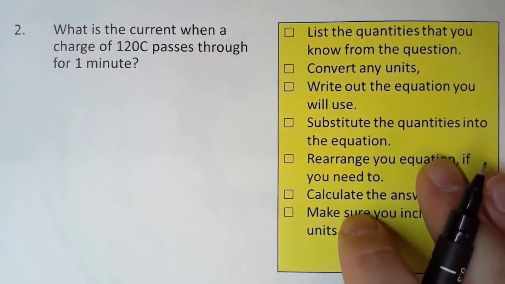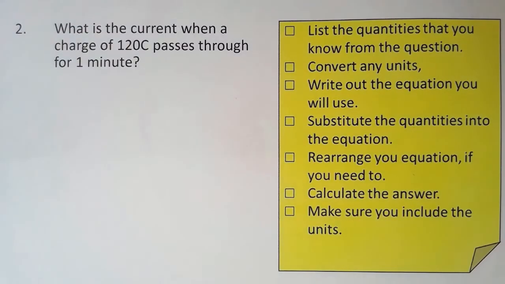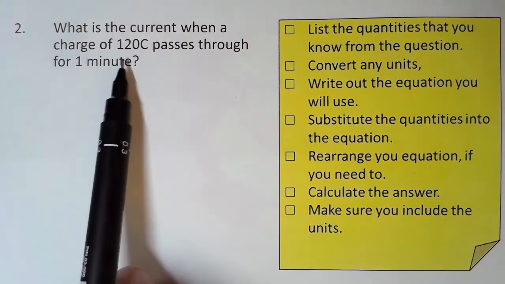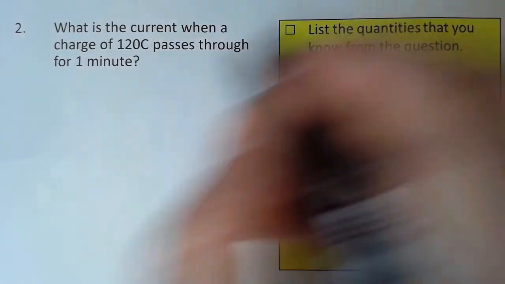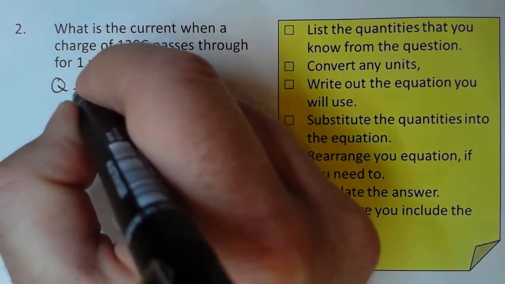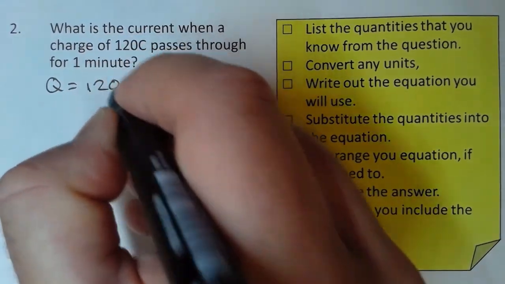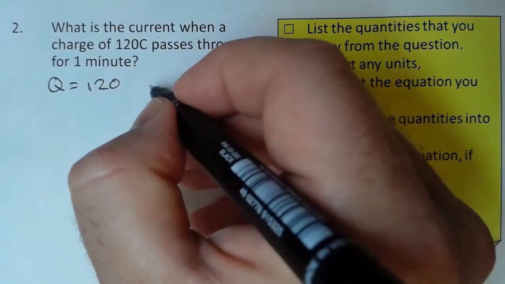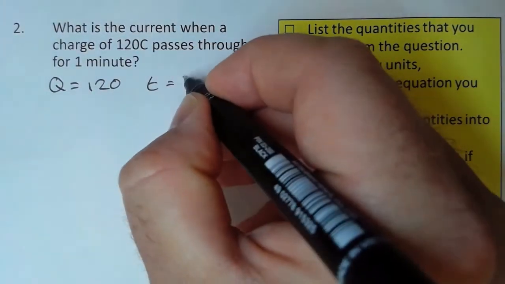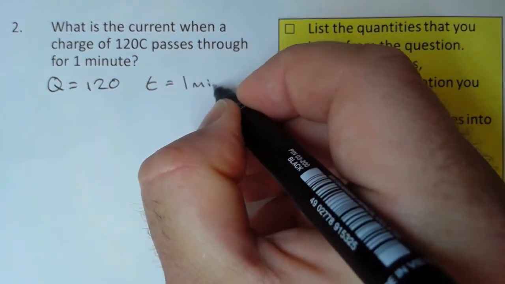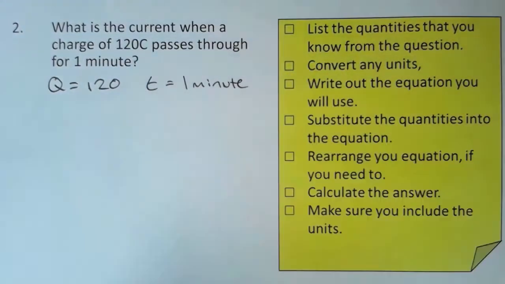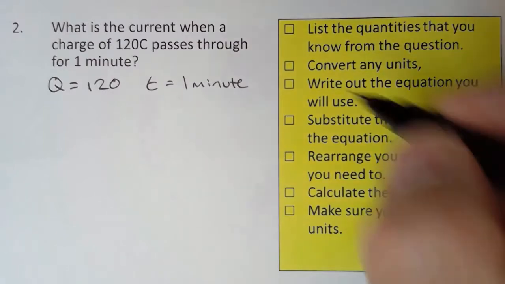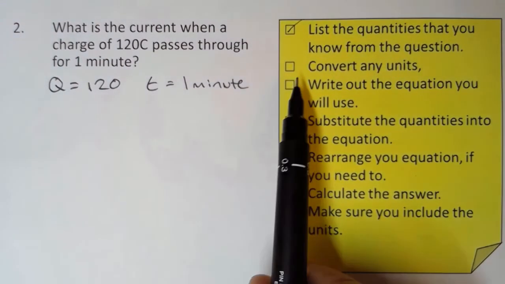So this time, what is the current when a charge of 120 coulombs passes through for 1 minute? Okay, so let's write down what we know already. List the quantities that you know. We've been given the charge, so Q is equal to 120. And we've been given the time, which is equal to 1 minute. There we go.